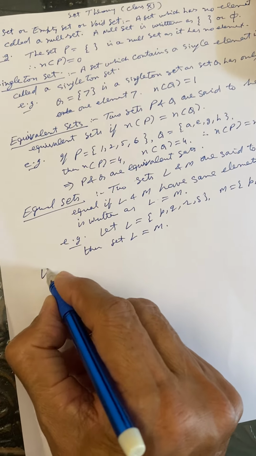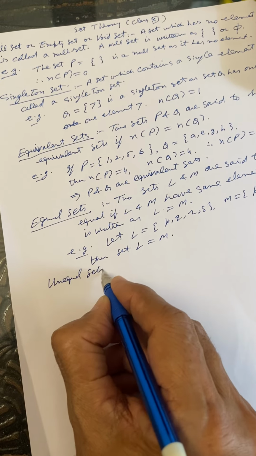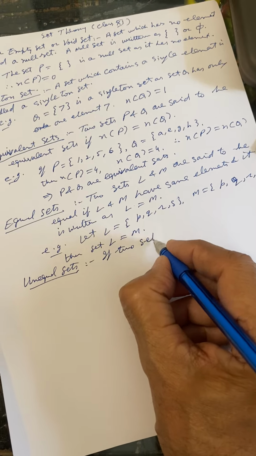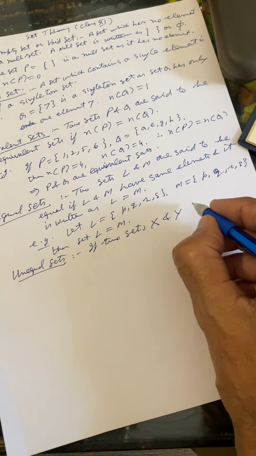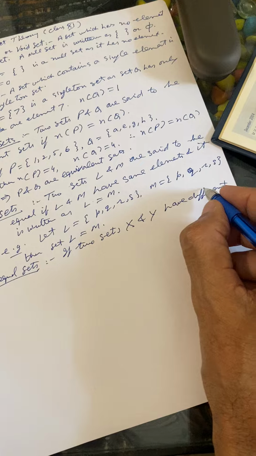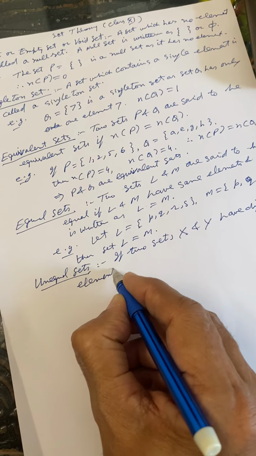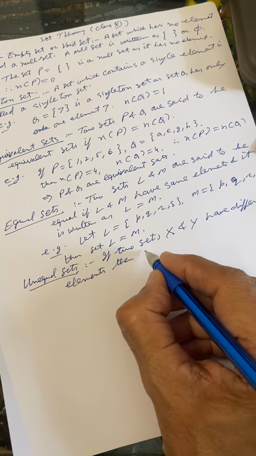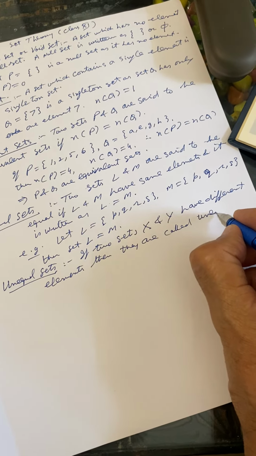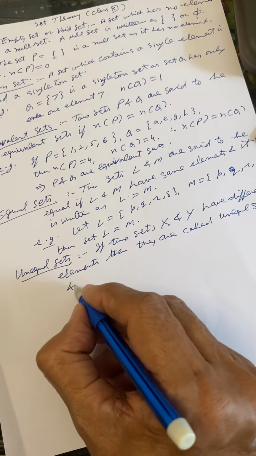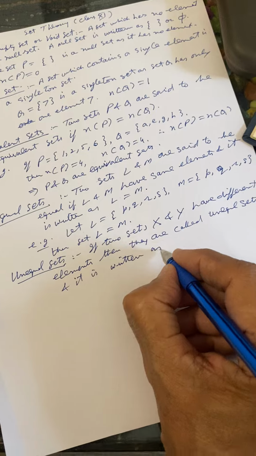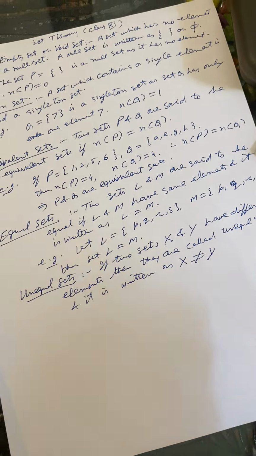Unequal sets. If two sets X and Y have different elements, then they are called unequal sets and it is written as X is not equal to Y.